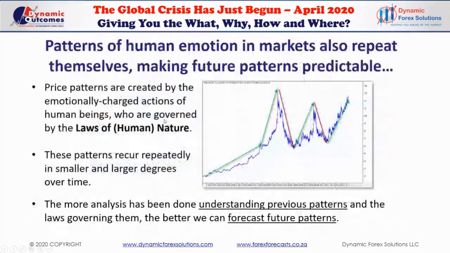Now, with humans, patterns of human emotion also repeat themselves. And why is that? It's because they are created by emotionally charged actions of human beings who are governed by the laws of human nature. What we are is governed by the laws of human nature. We tend to do things in the same way, and these patterns recur repeatedly in smaller and larger degrees over time. Similarly, the more analysis has been done in understanding those patterns and the laws governing them, the better we can forecast future patterns.